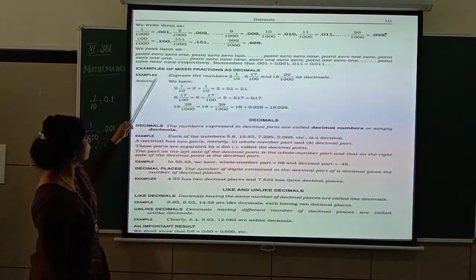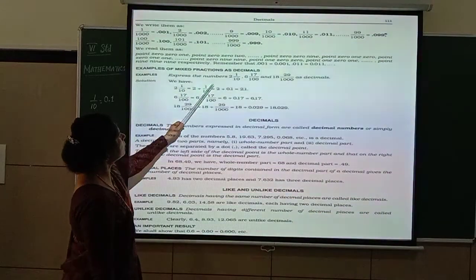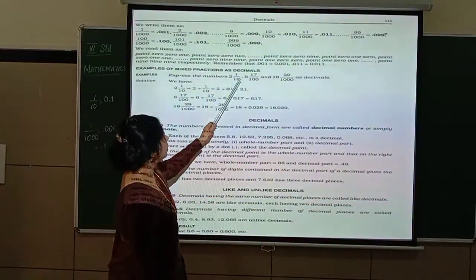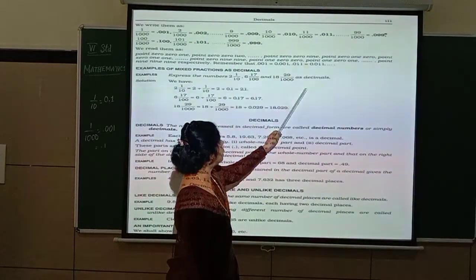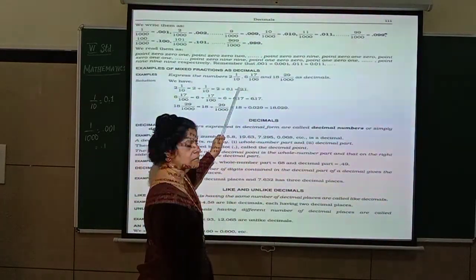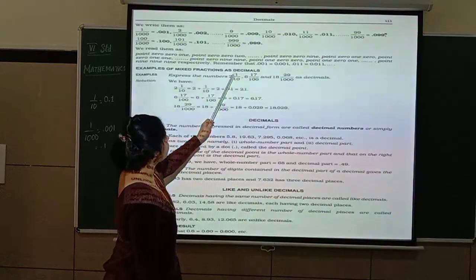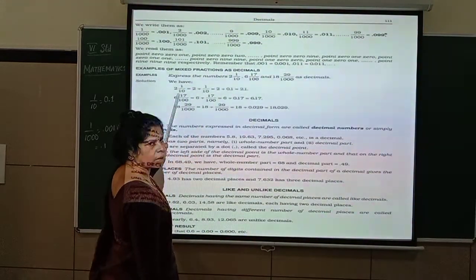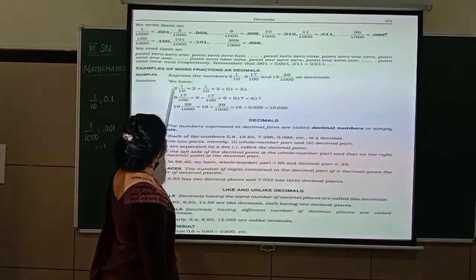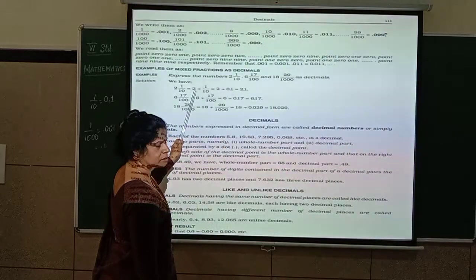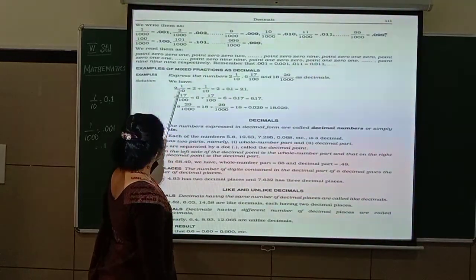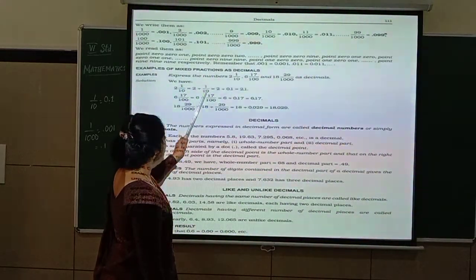Okay. Express the numbers 2 and 1 by 10, 6 and 17 by 100, and 18 and 29 by 1000 as decimals. How do you express them in decimal form? 2 and 1 by 10 is a number. 2 is a whole number. It's not in fraction. It is separate. So, it's a whole number. You are writing 2 as it is, plus 1 by 10. Got it?